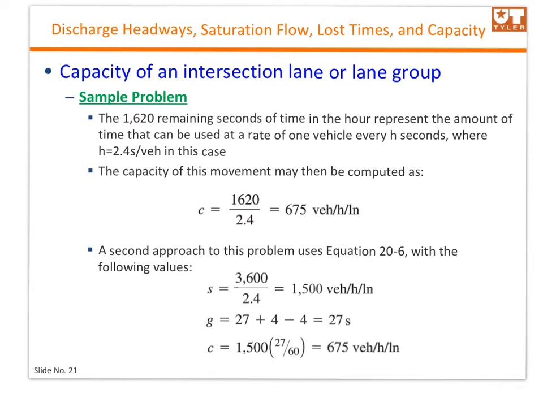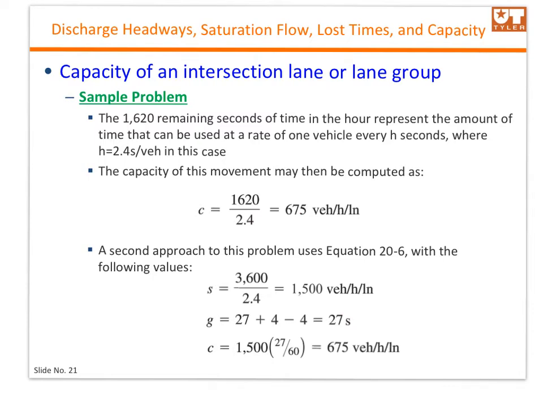Another approach that we can use to solve this problem is to use equation 20-6 with the following values. S here is 3600 over 2.4, which gives us the saturation flow. So I have 3600 seconds divided by 2.4, which is the headway. This gives us 1500 vehicles per hour per lane.